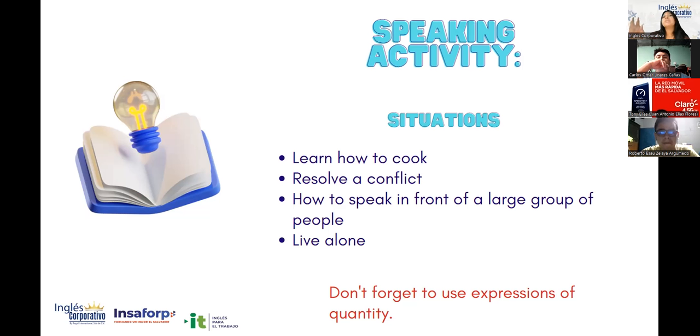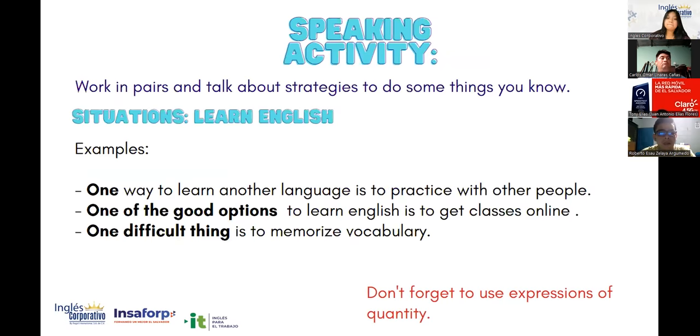Yeah? And you use the expression of quantity at the beginning. So I want you to use expressions of quantity, at least two or three sentences for each situation. We have learn how to cook, resolve a conflict, how to speak in front of a large group of people, and live alone. This is basically like talking about advantages and disadvantages, guys, but with the expressions of quantity. Okay? Like this example. Do you have questions?